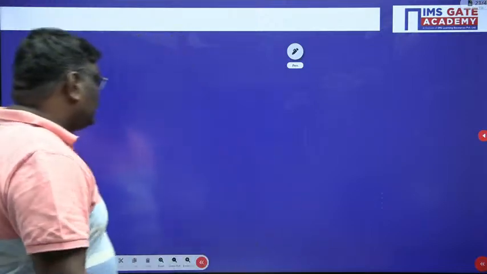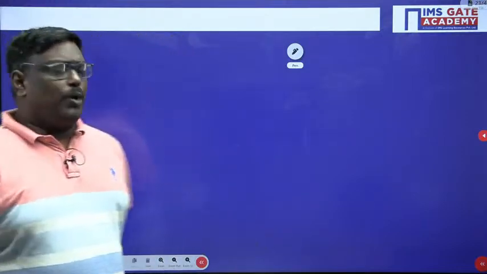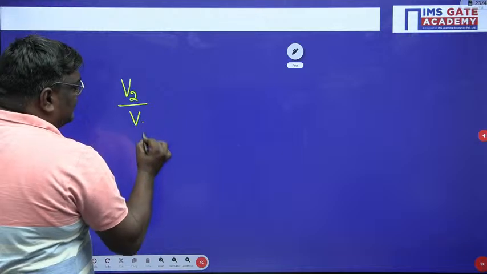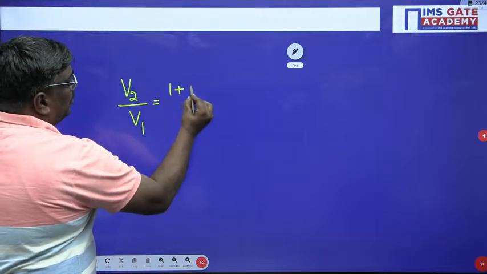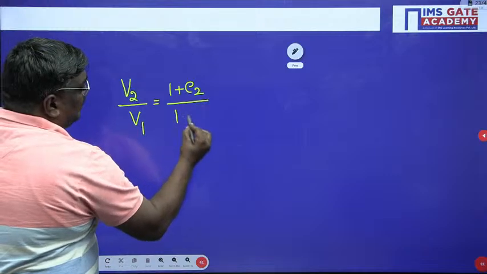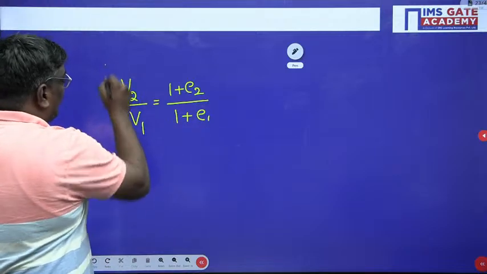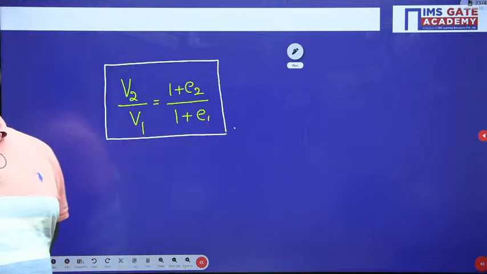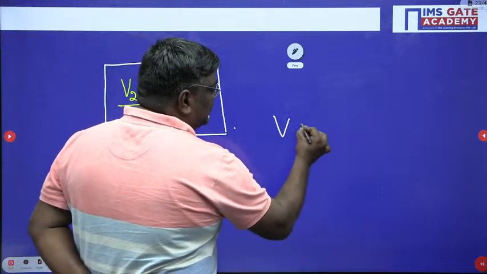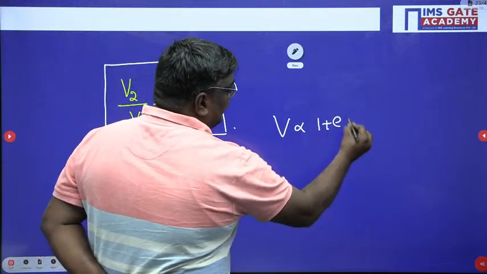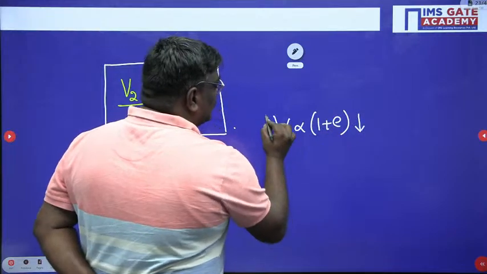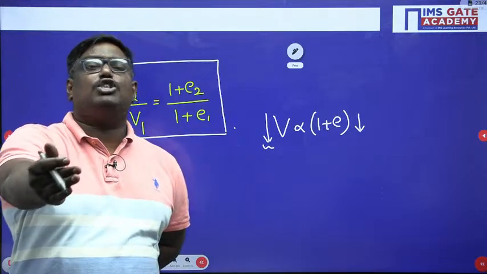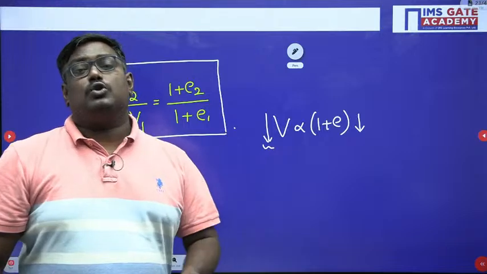And see, students, there is another important formula which we have discussed here. The key point in this problem is V2 by V1 is equal to (1 plus e2) by (1 plus e1). This is an important formula which we have to use in this problem. And remember, I told you why, because we know volume is proportional to 1 plus e. If the void ratio decreases, definitely volume should decrease. That is the reason void ratio has been decreased from 1 to 0.6. Hence, the volume will also be reduced.